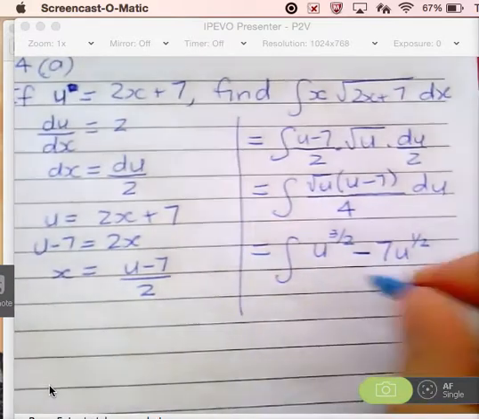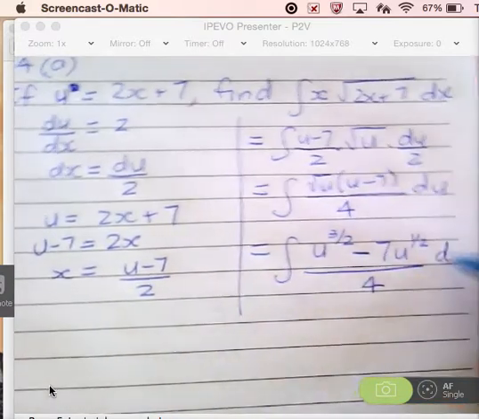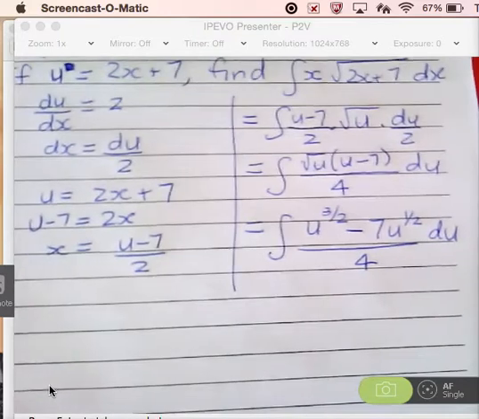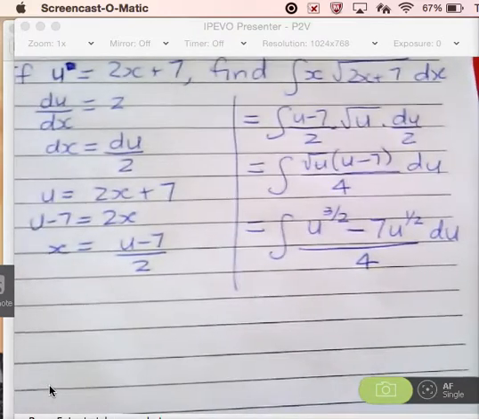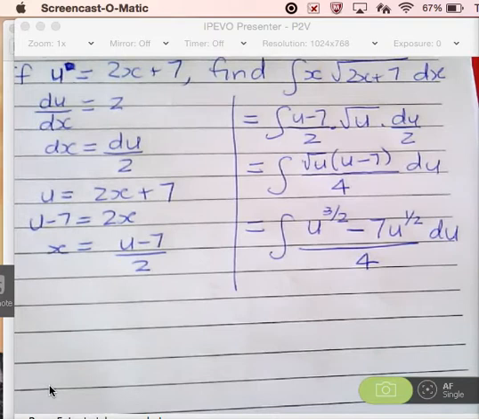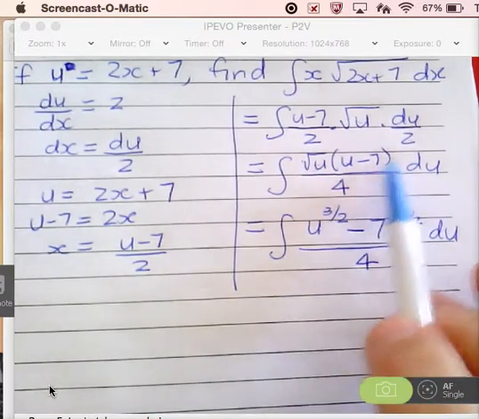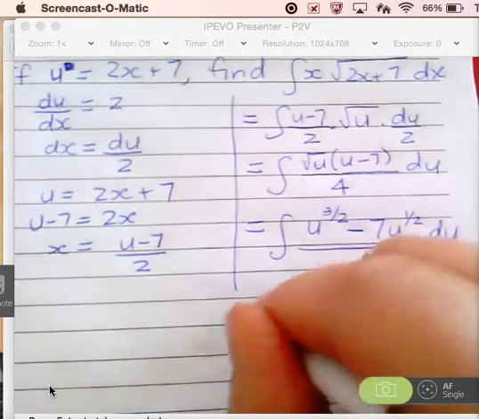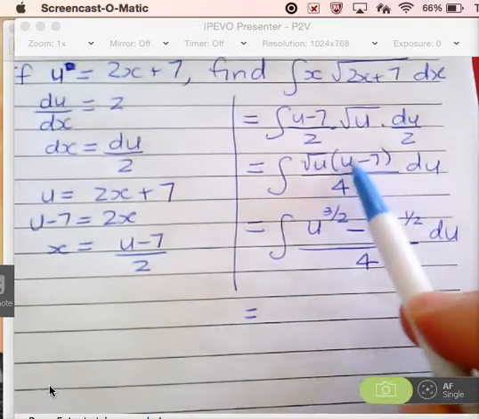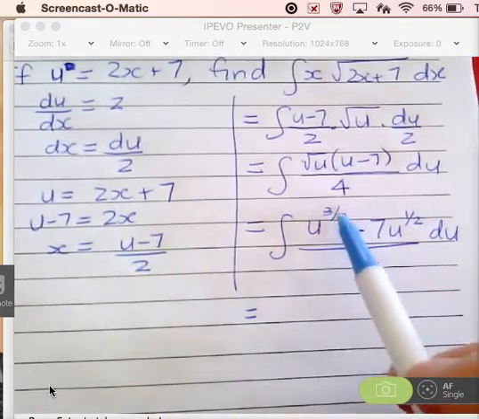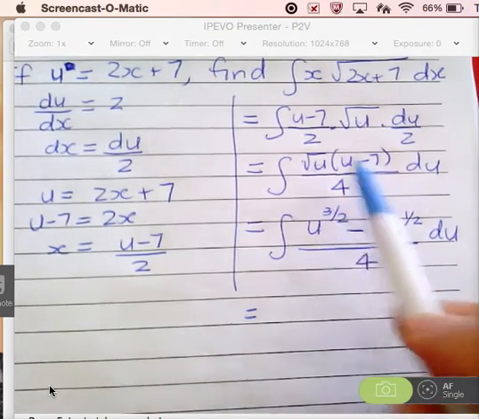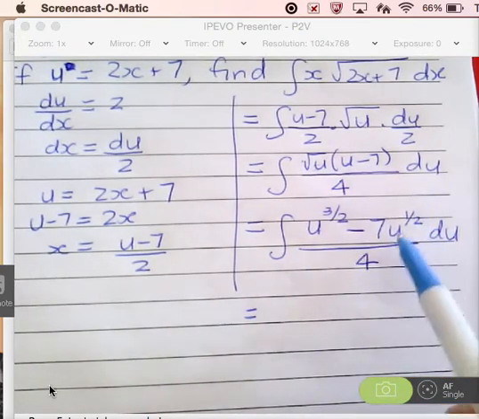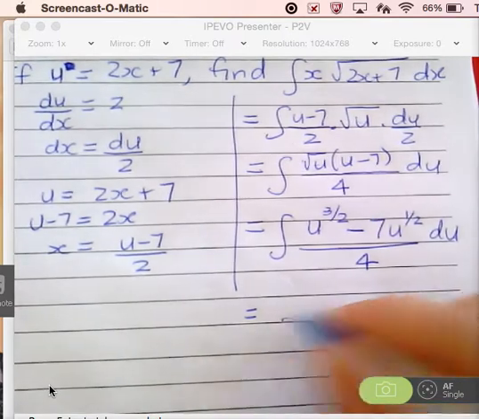I know I haven't integrated yet; I've just expanded. Now do you think you could integrate this? Please do not integrate products. You expand it. It's great to expand because it's not a squared or a cubed or anything like that. So that's u root u, which is u to the 1.5, which is u to the 3 on 2, and this is minus 7 root u, which is 7 u to the half. The 4 is just a constant.